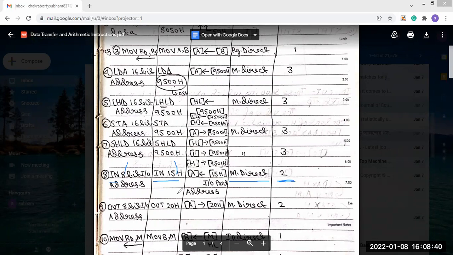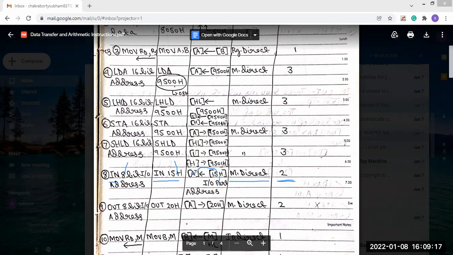In this, the content of the specified port will be moved to the... here nothing is mentioned, that means it will be moved to the accumulator. So 15H, what is this? This is an input-output port address. This 15H is the input-output port address, and the content present in this 15H port address will be moved to the accumulator. That is the command of IN.